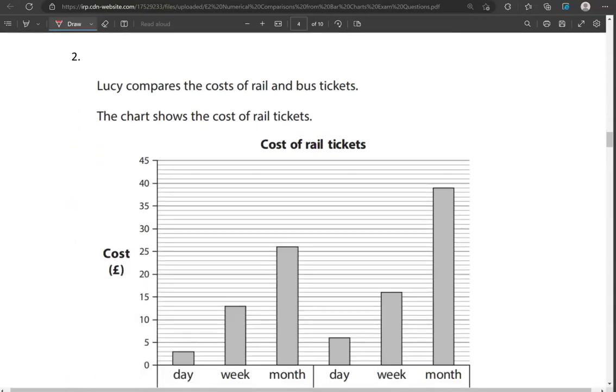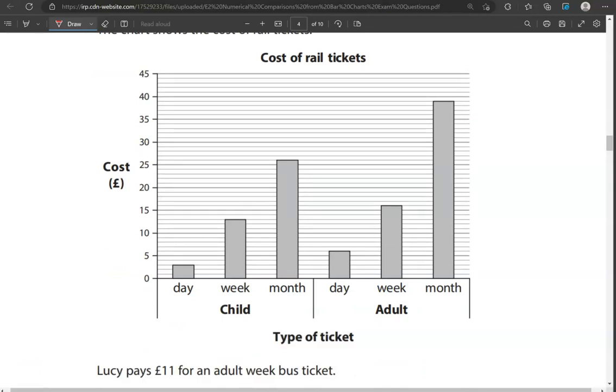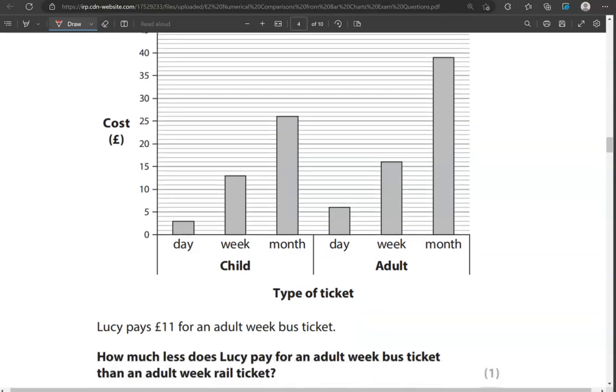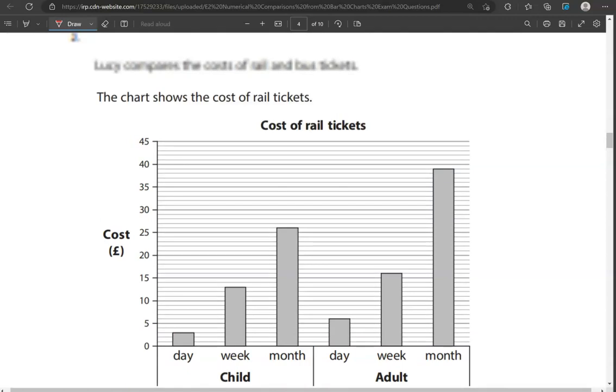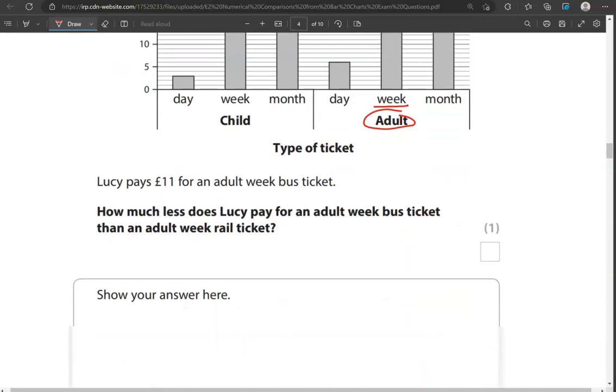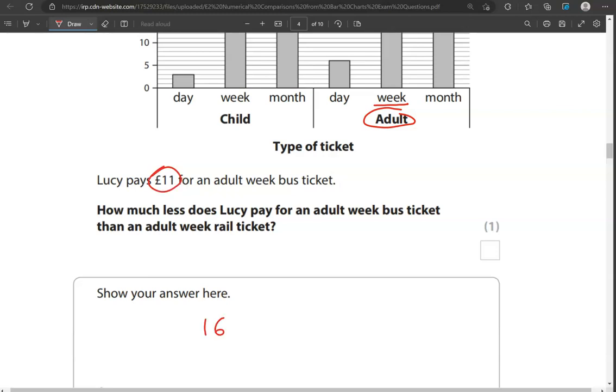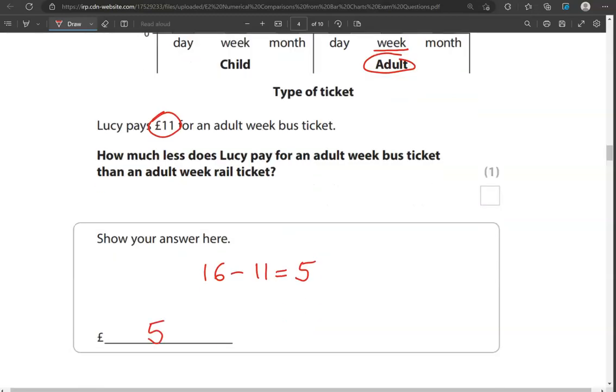Lucy compares the costs of rail and bus tickets. The chart shows the cost of rail tickets. Lucy pays £11 for an adult week bus ticket. How much less does Lucy pay for an adult week bus ticket than an adult week rail ticket? So it's the adult week ticket that we're focusing on. 15, so this is £16. So we're comparing that to £11. So we'll do 16, take away 11. That gives us 5. So £5 is the difference.